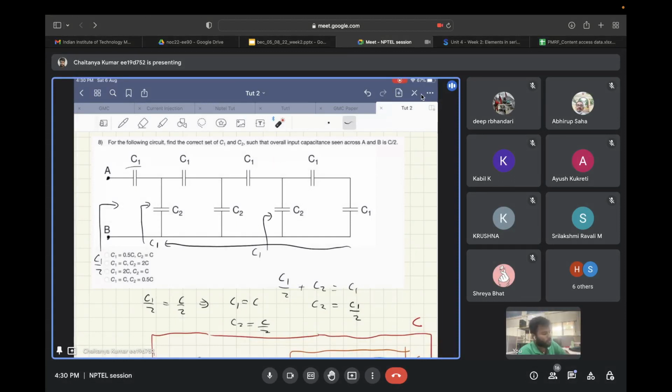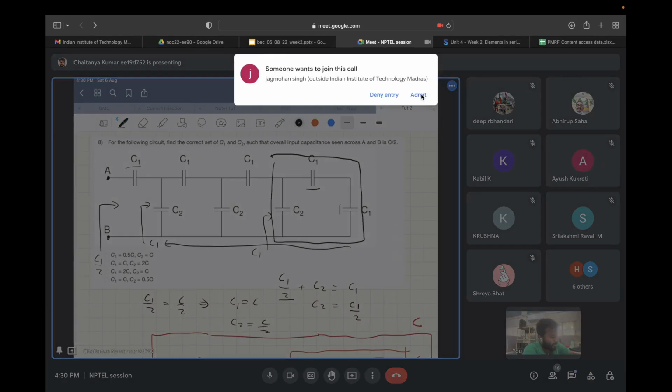So let's consider the equivalent capacitance of one particular section. What does it come as? There are two C1 in series, so its capacitance will be C1 by 2, and then there is one capacitor C2 in parallel to it, so total capacitance will be C1 by 2 plus C2.